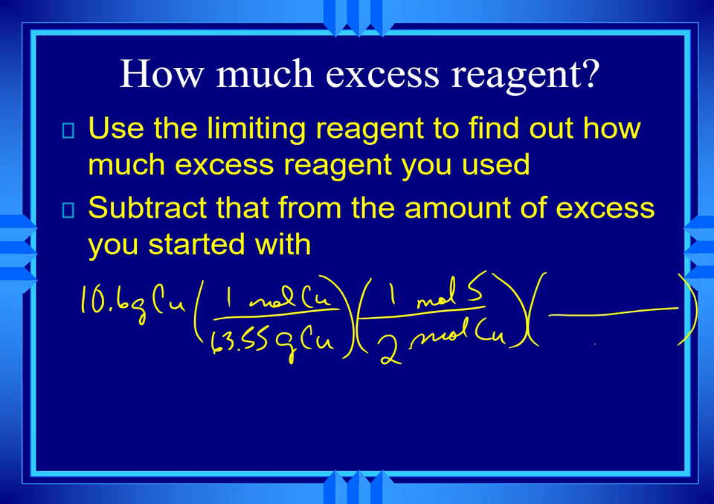And then change the moles of sulfur into grams of sulfur. So I'm turning one reactant into the other. And when I push those buttons, 10.6 divided by 63.55 divided by 2 times 32.07 equals 2.67 grams of sulfur.